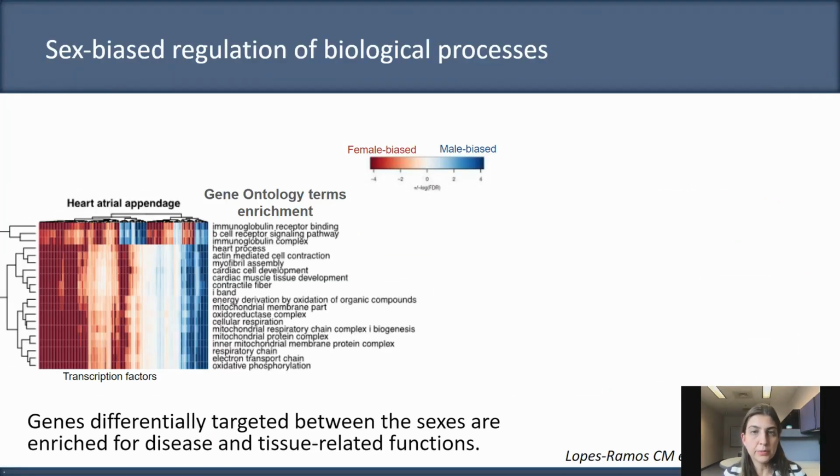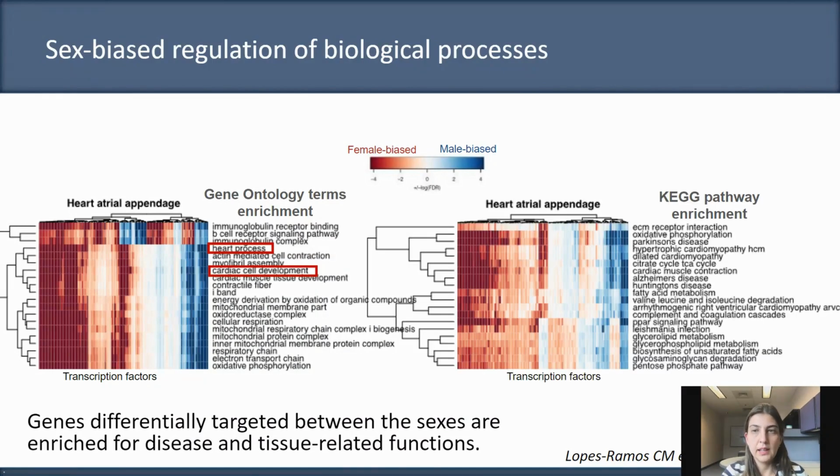I want to show another example in heart. In heart, we also found the heart process and cardiac cell development. These are processes important for heart function that are being regulated by different transcription factors in males and females. And also cardiomyopathy is being regulated by different transcription factors.